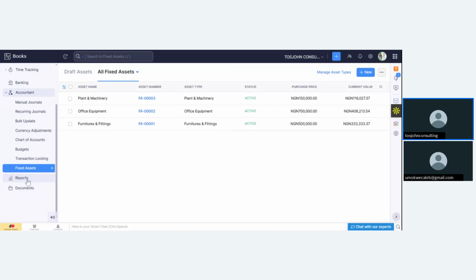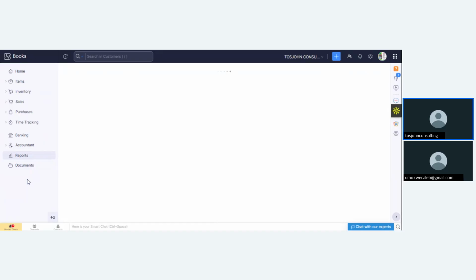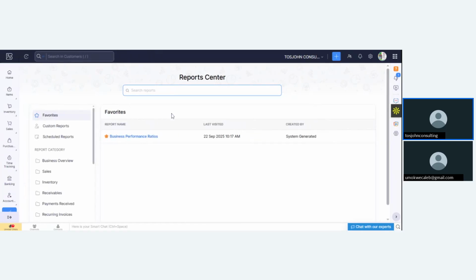After you are done with all your posting, then at the end of the day, you will have your reports. Reports are the end results of everything that we are doing in the software. And reports are very, very important for a business owner, an individual business owner or a corporate business owner. That's why this software is very important.